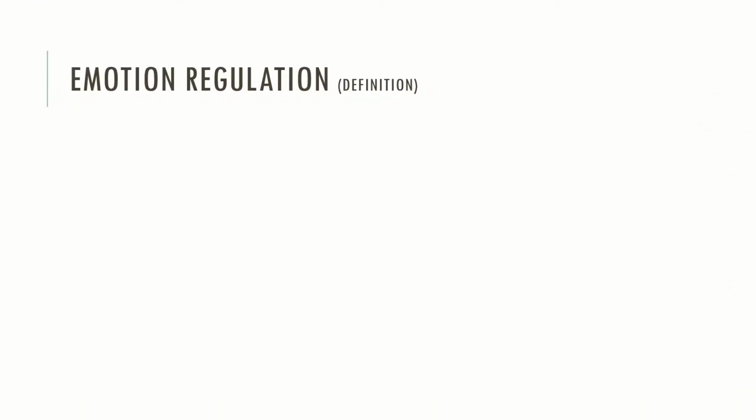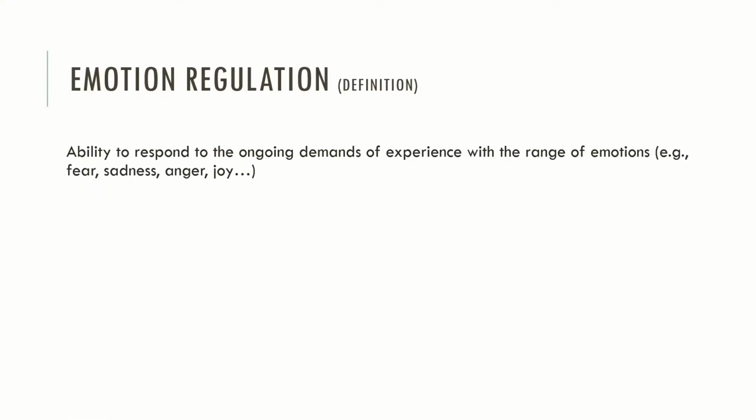Emotion regulation is the ability to respond to the ongoing demands of experience with a wide range of emotions. It's the ability to respond to the ongoing demands in a way that is socially acceptable or tolerable.